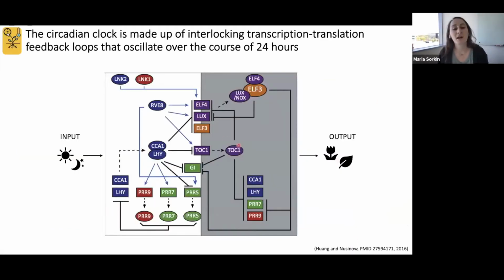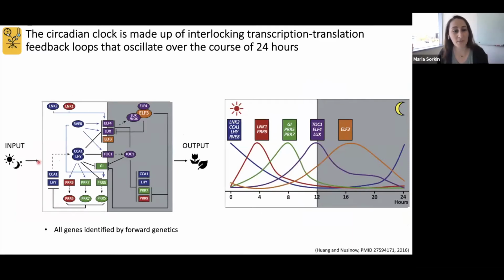So this figure represents the core oscillator in Arabidopsis. And so it consists of these interlocking transcription translation feedback loops. And so I'm not going to walk you through the very complex signaling pathway pictured here, but what I want to demonstrate is that this complex signaling pathway operates to produce these very precisely timed phased patterns of gene expression over the course of the day. And it's this time of day specific gene expression that produces these time of day specific phenotypes.